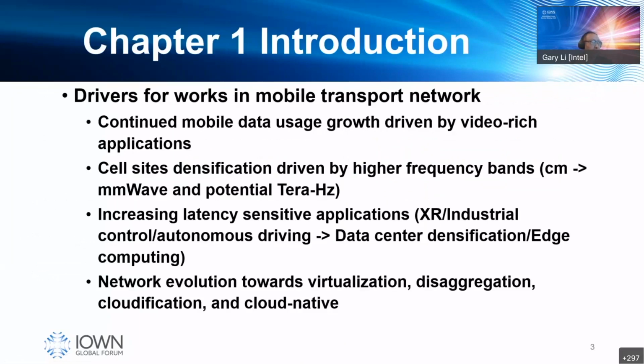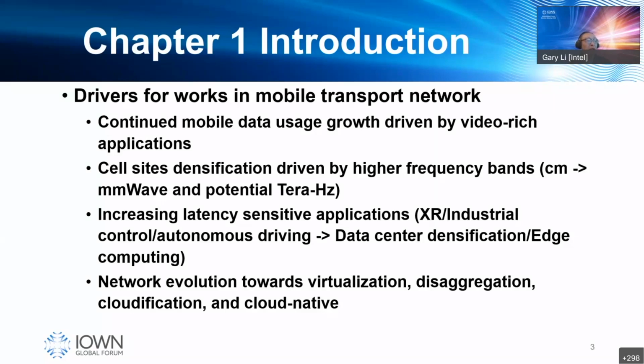So why do we want to form this task force to study the mobile transport network? First of all, mobile data traffic continues to grow. Today, for a typical 4G user, the monthly data usage is about 8 gigabytes. After upgrading to 5G, we saw that the data usage increased to at least 16 gigabytes, and in many places all the way to 25 gigabytes per month. That huge increase is mainly driven by the widespread use of video and photo-rich applications.